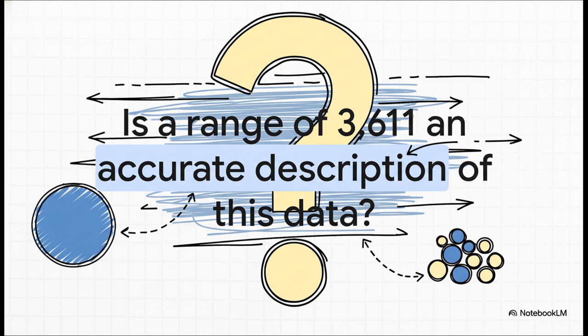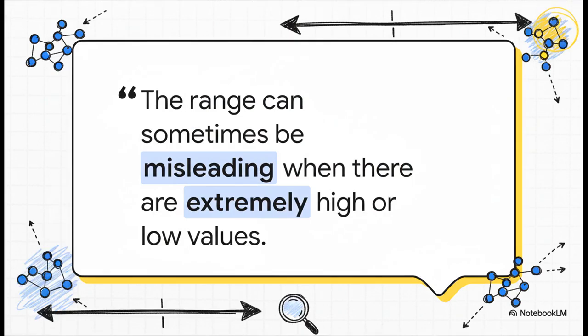So let's just stop and really think about this for a second. Does that number, 3,611, actually help us understand this data? Does it give us a good feel for how the numbers are spread out? Or does it just tell us about the 2 most extreme points, totally ignoring all the other numbers in between? Yeah, in this case, it's pretty misleading. And this quote right here just hits the nail on the head. That one single outlier has completely warped our sense of the spread. It makes the range look enormous, when in reality, most of our data is actually packed together pretty tightly.